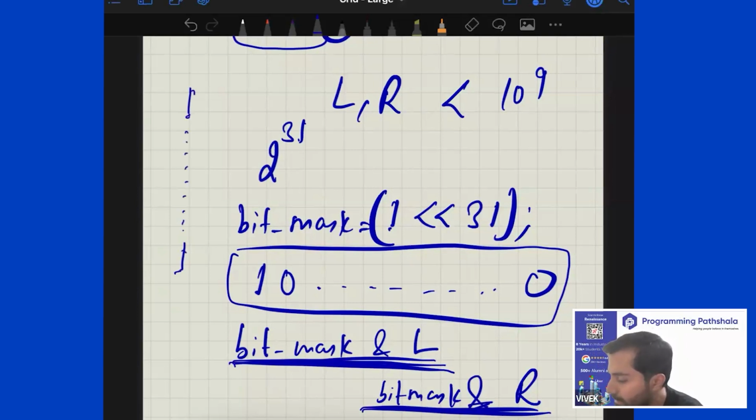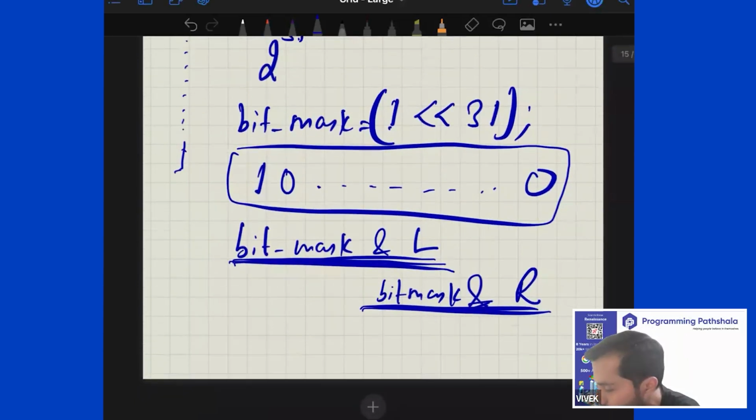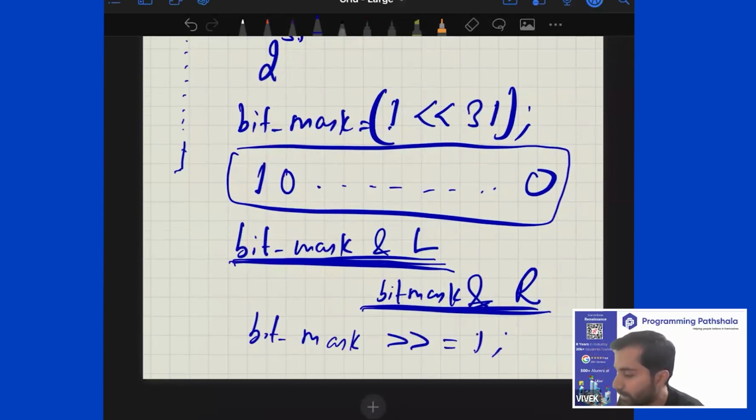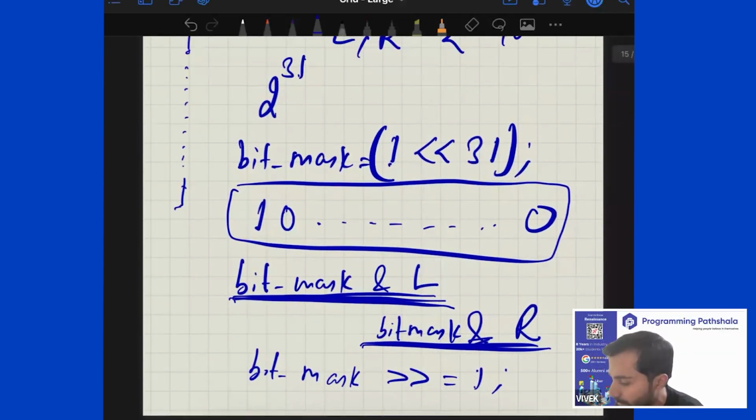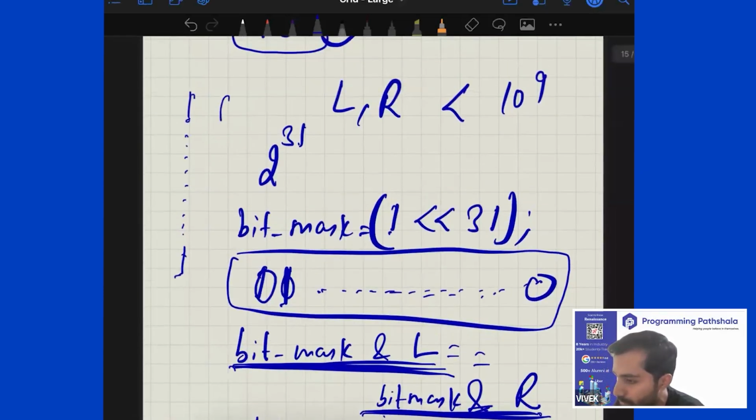And then I'll shift my bit mask by 1 unit to the right side. So I'll do bit mask right shift by 1 unit. Now it becomes a bit mask where this thing is 1 and everything else is 0, 0, 0. So if I take an AND with L and an AND with R, and I see both the values are the same, they could be 0, 0 or 1, 1. If they are 0, 0, it means that you had a 0 here and you had a 0 here also, so everything in between is 0. And if you had a 1 here, everything in between would also be 1, 1, 1, 1.